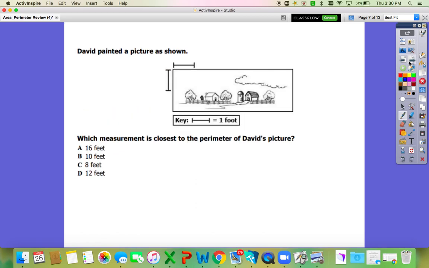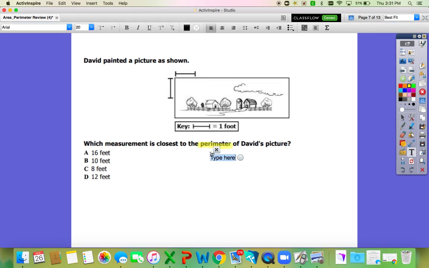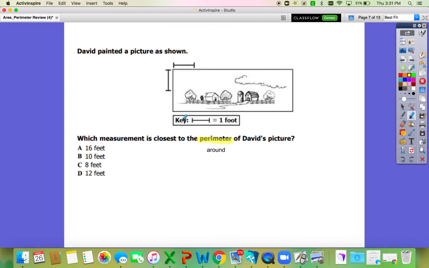One more. Let's look at this one. This one tends to be a little bit hard. It's a very visual example. And it says, David painted a picture as shown. Which measurement is closest to the perimeter of David's picture? My key word here is perimeter. I know that perimeter means around. And I also know that I have something else really important, my key. My key says that this amount right here is 1 foot.